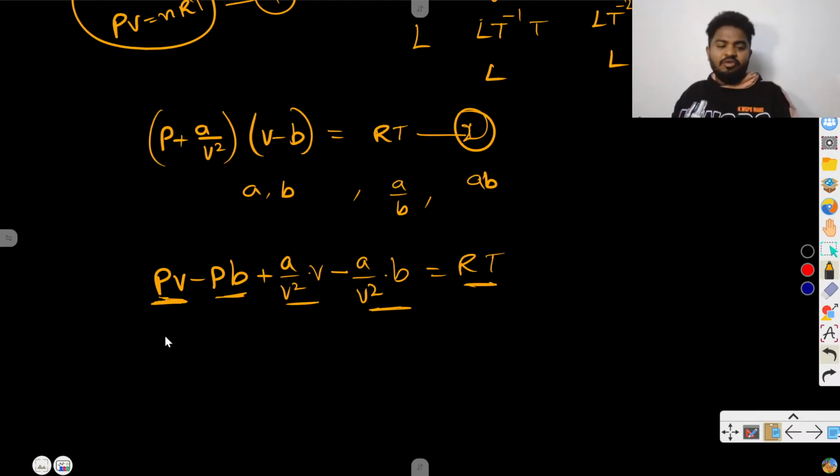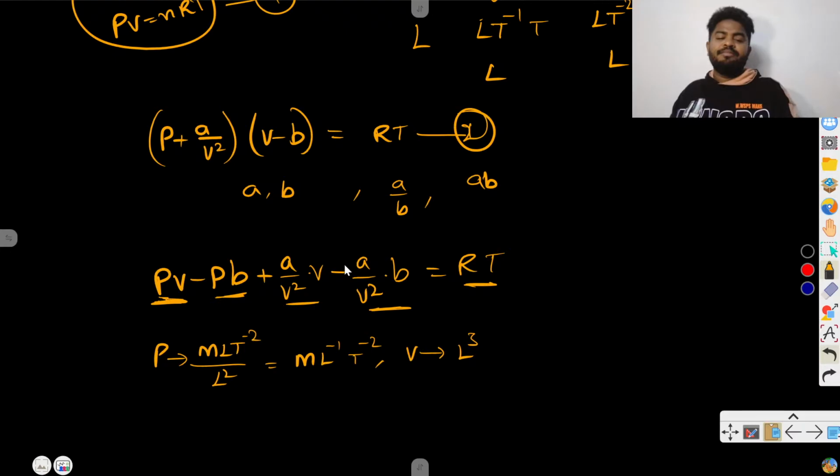Am I right? So now P is pressure. Pressure is nothing but force by area. Force in the sense MLT to the power minus 2. Pressure is force on area. Area in the sense L square. So I can write M L to the power minus 1 T to the power minus 2. This is the dimensional formula for the pressure. And coming to the volume, L cube.